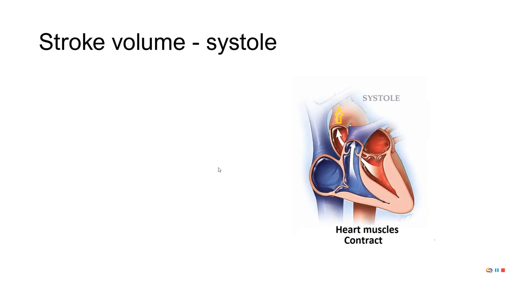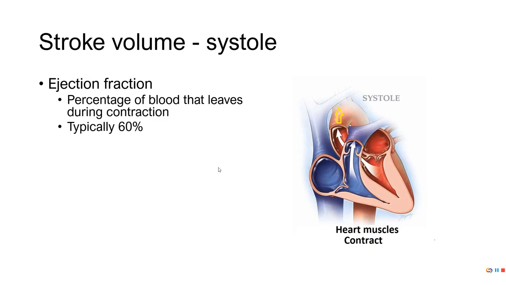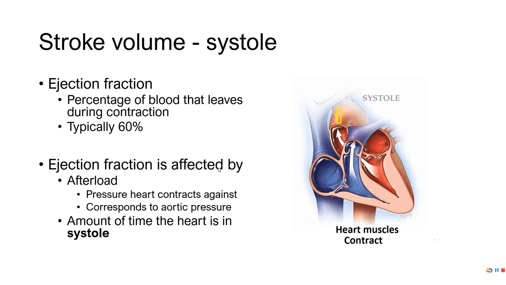Then on the flip side, we've got systole, and this is where we get into ejection fraction. Ejection fraction is just the percentage of blood that exits the heart during contraction. Normally, it's about 60%. You never have 100% ejection fraction. Anywhere from 50 to 60% is normal, healthy, life's good. Now, ejection fraction is affected by afterload. Afterload is essentially aortic pressure. It's the pressure that the heart, and specifically the ventricle, has to contract against to get blood to leave.